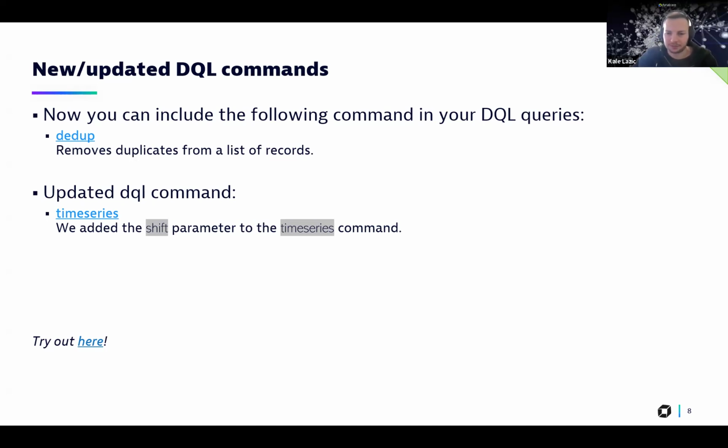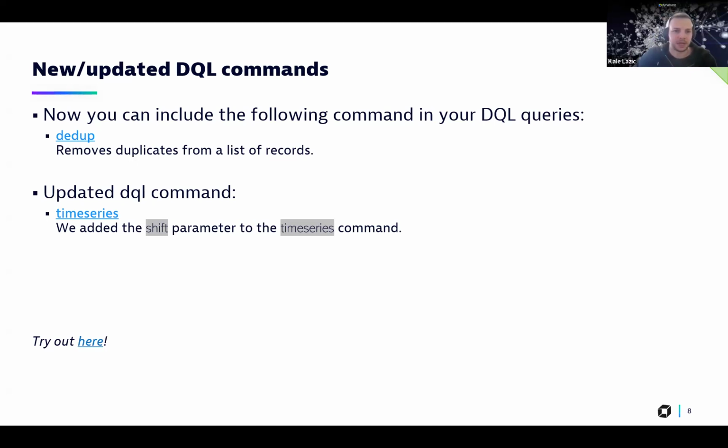So you have a list of values. Let's say you have a list of specific product IDs, and you want to have a list of unique product IDs. You can use the DDAP command to remove the duplicates from a list of records. So it's a really powerful command that you can use in so many use cases.